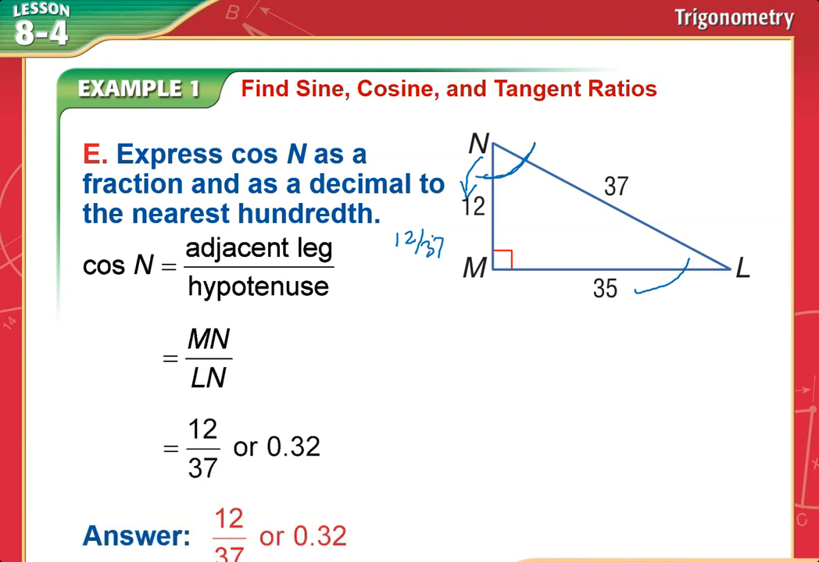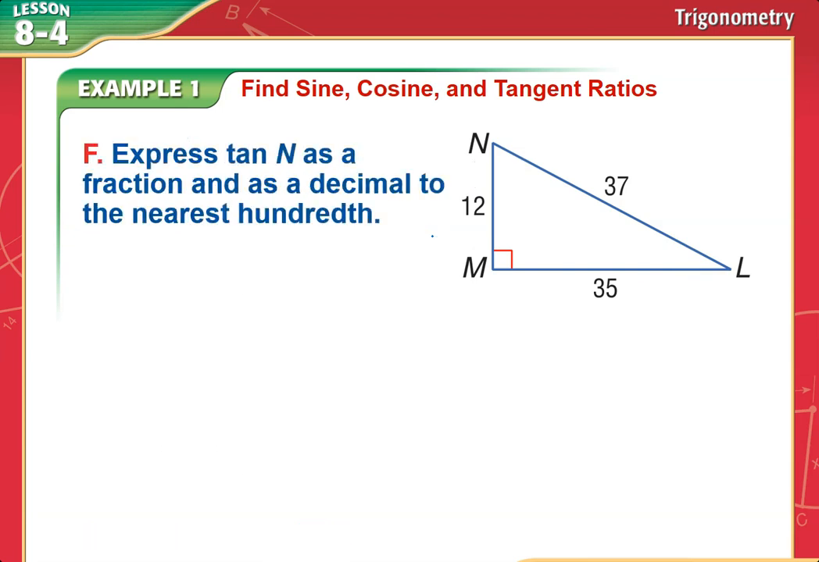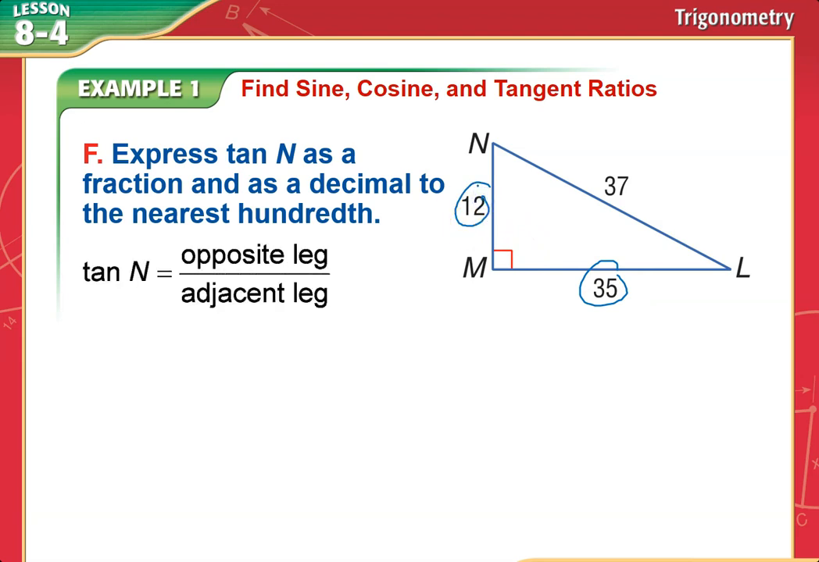And then finally the tangent is going to be the exact reciprocal ratio. This time it's going to be tangent of n, which is going to be opposite. Right, so opposite's 35, and then adjacent's 12, so 35 over 12. Where the tangent of L was 12 over 35.